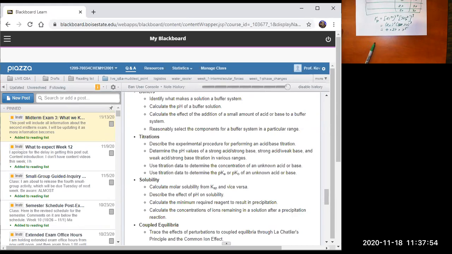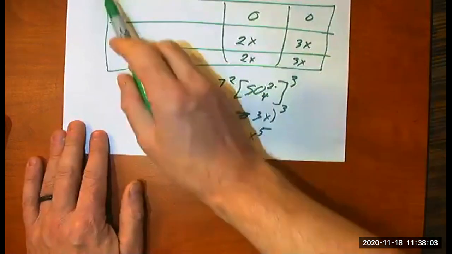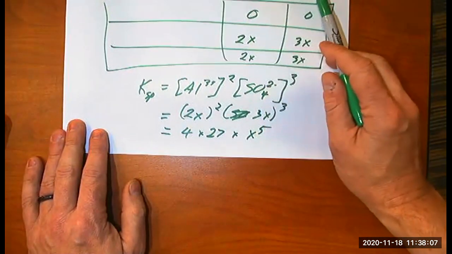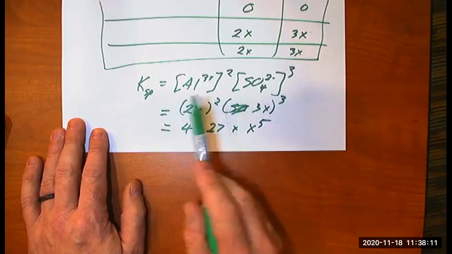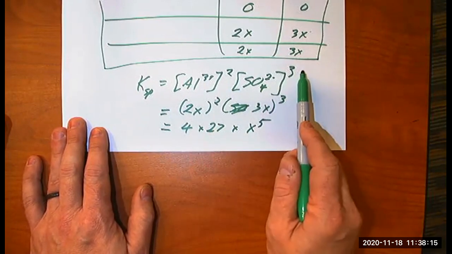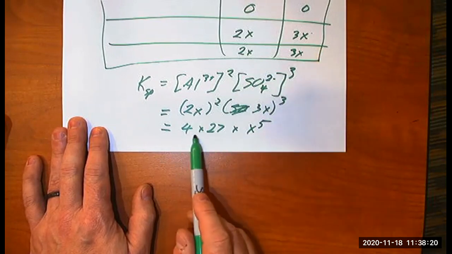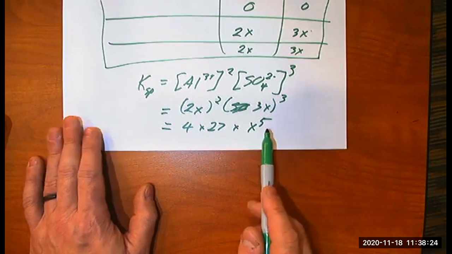Thank you. Speak up on this. Sorry, and I did that here too. My bad. All right. So talking through it, Al2(SO4)3 breaks into 2 aluminums and 3 sulfates. We have a 2x here, 3x here. Our KSP is the aluminum concentration squared, our sulfate concentration cubed. The 2x goes in here, the 3x goes in here, so we end up with 4 times 27 times x to the 5th.